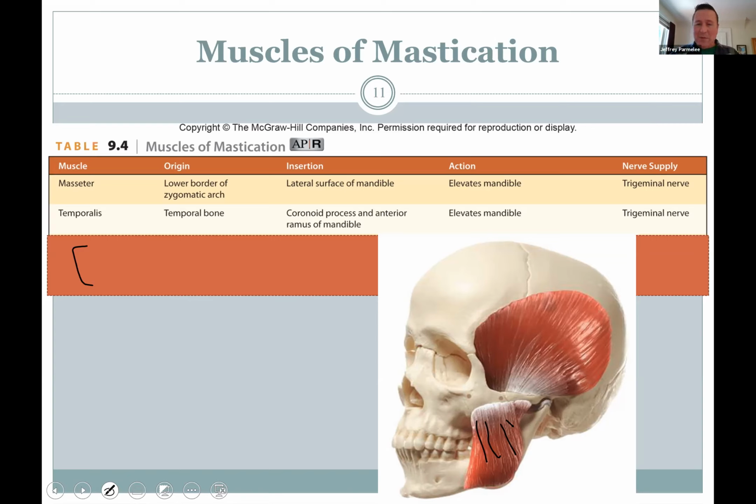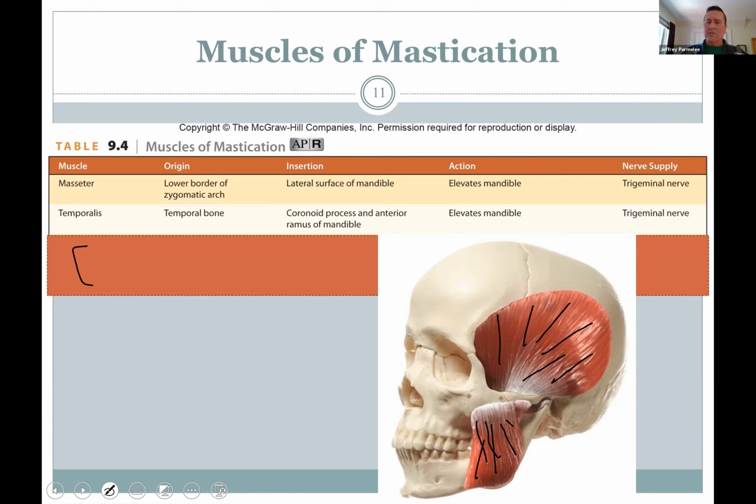And look at this nice, beautiful model here. You can see that temporalis comes off your temporal bone and it goes underneath the zygomatic arch. And it will insert on a little pointy process off the mandible. And then you can see masseter is on the outside. It comes off the zygomatic arch and it's going to come on the outside of the mandible here.